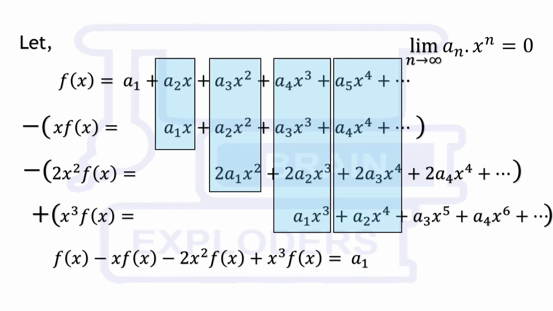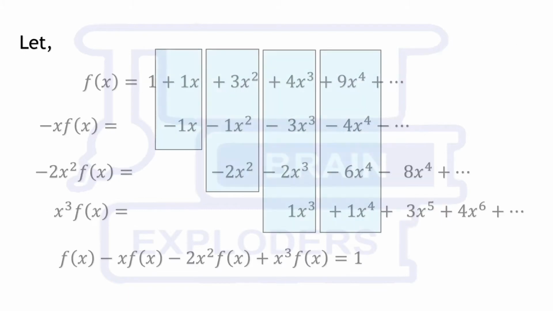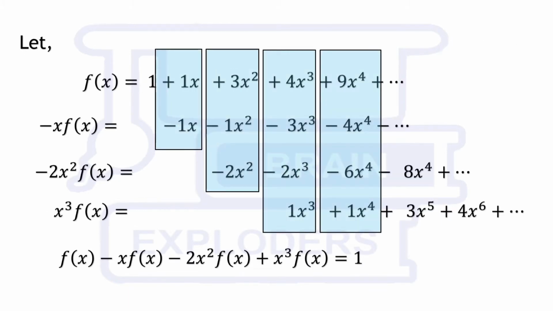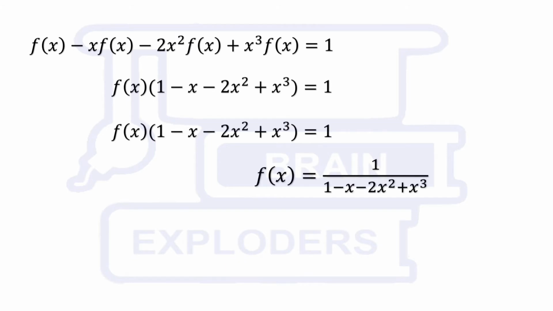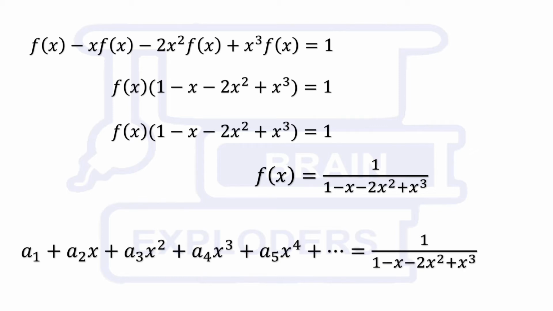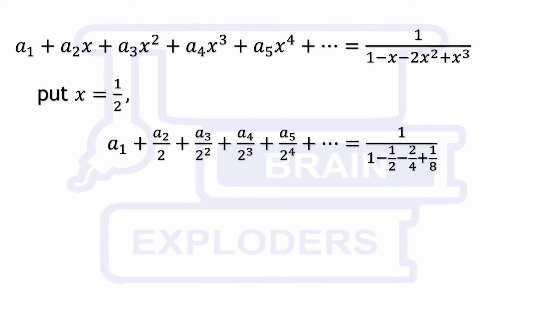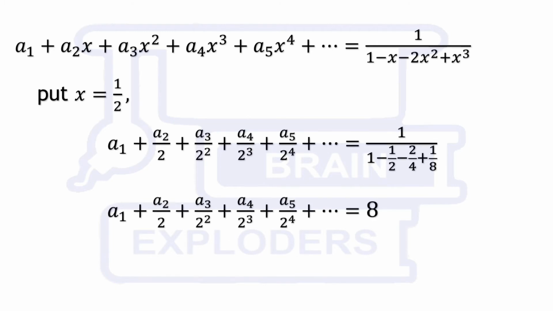If we look at the coefficients of any power of x, we find that together they are equal to 0. We have selected such multiples knowingly. It will be more clear if we use actual numbers. You can see that sum of coefficients of any particular power of x is 0. From here, we get f(x) equals to 1 over 1 minus x minus 2x squared plus x cubed. This is not true for all the values of x, but it is true for 1 by 2. Put x equals to 1 by 2, we get the required sum equals to 8.